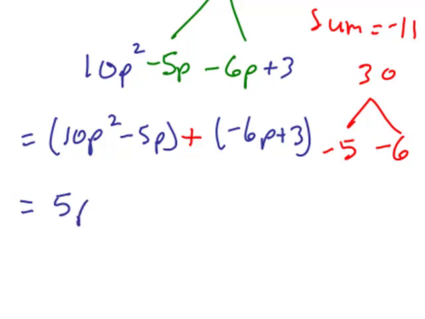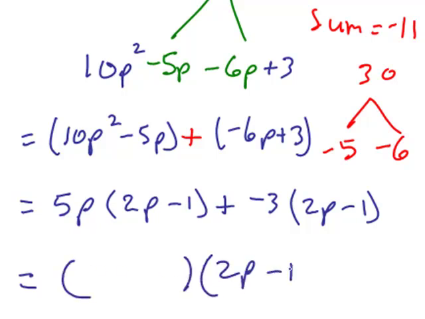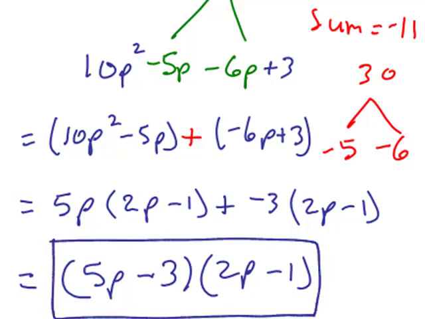And we can factor out 5p from this and are left with 2p minus 1 plus, here we factor out negative 3 and we're left again with 2p minus 1. So 2p minus 1 is factored out and we're left with 5p minus 3. Again, we can check that by foiling it back together.